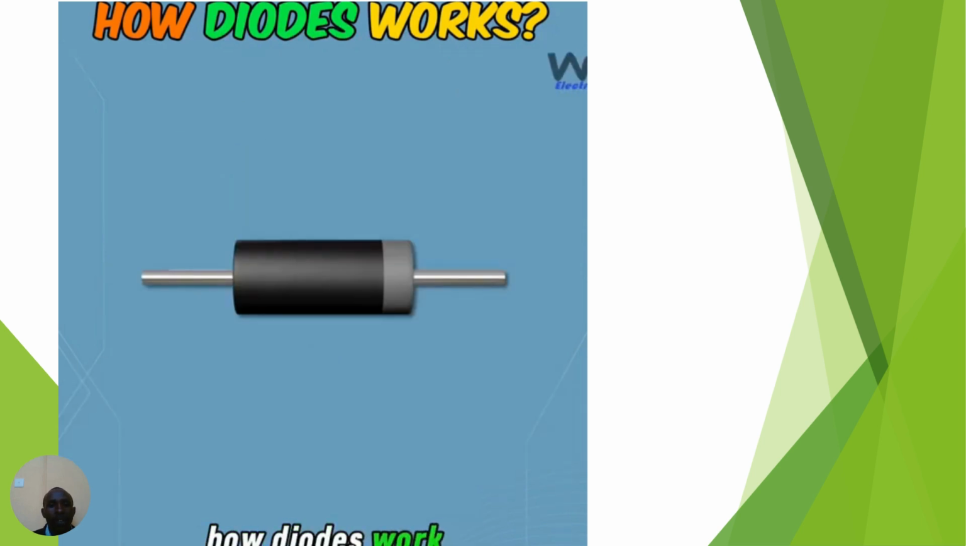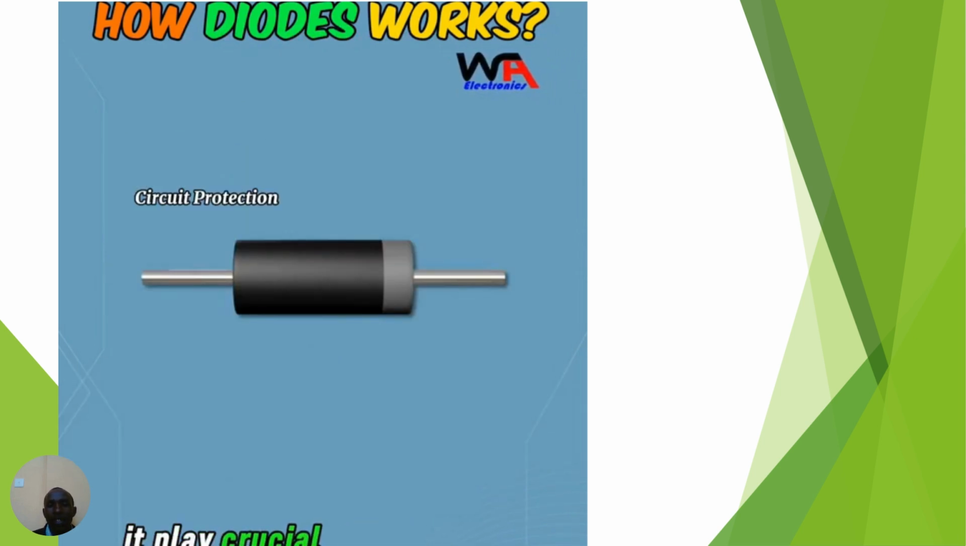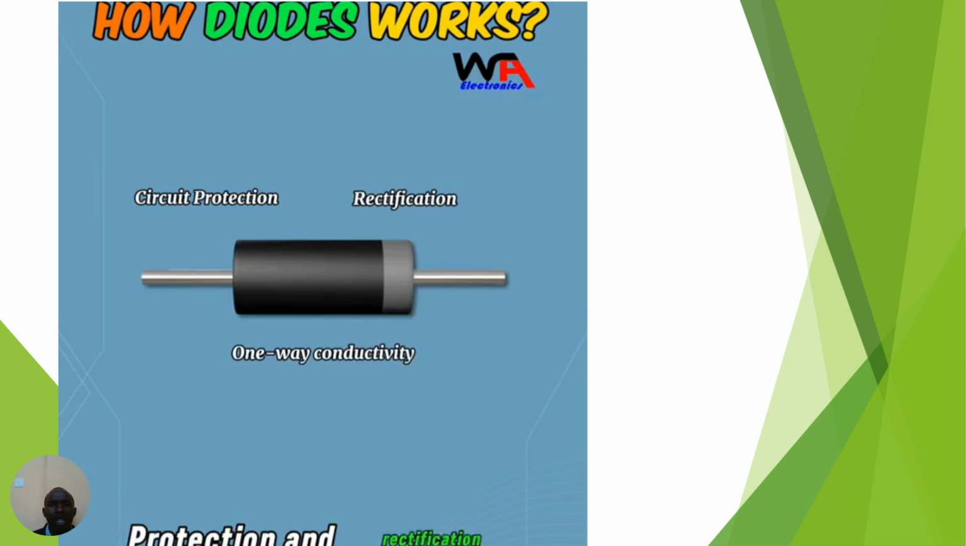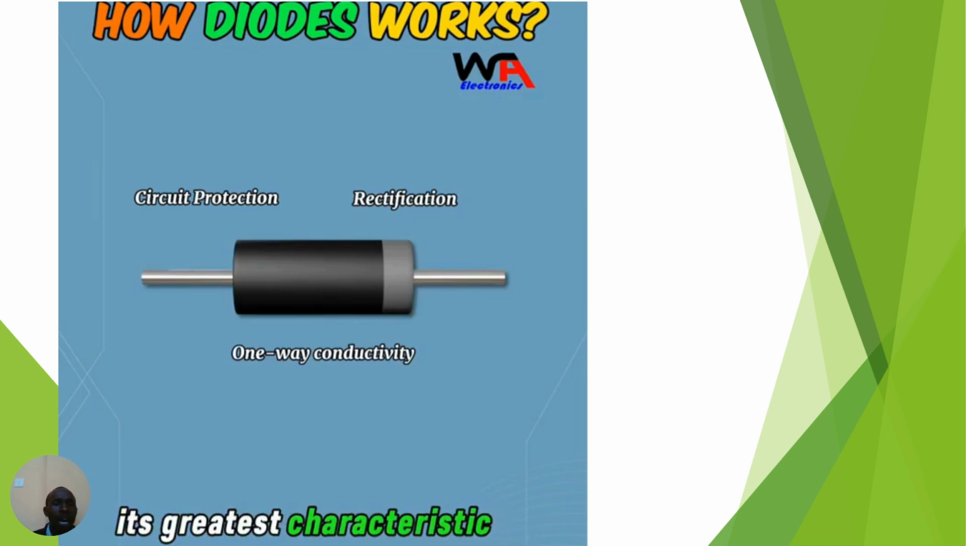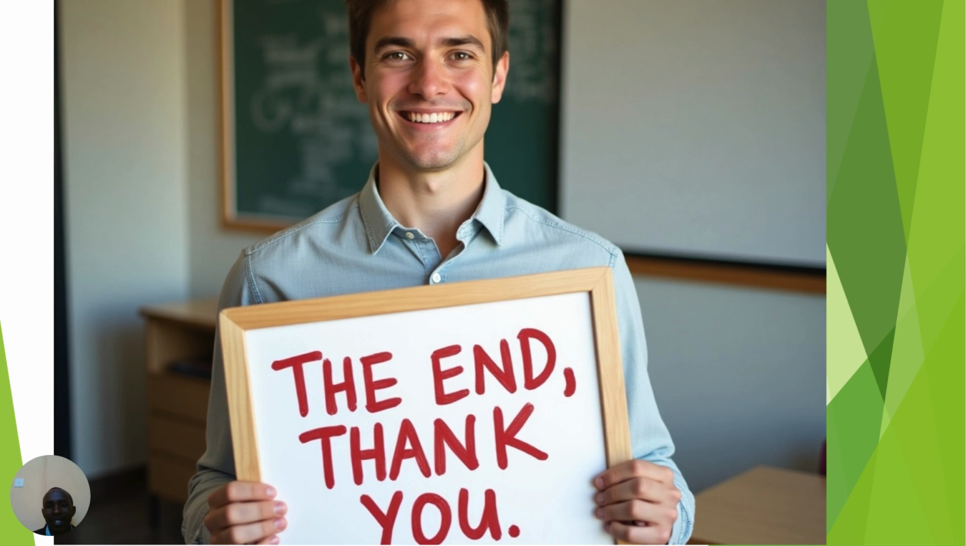How do diodes work? This is a diode. It plays a crucial role in circuit protection and rectification. Its greatest characteristic is its one-way conductivity. So that's the end of our lesson.